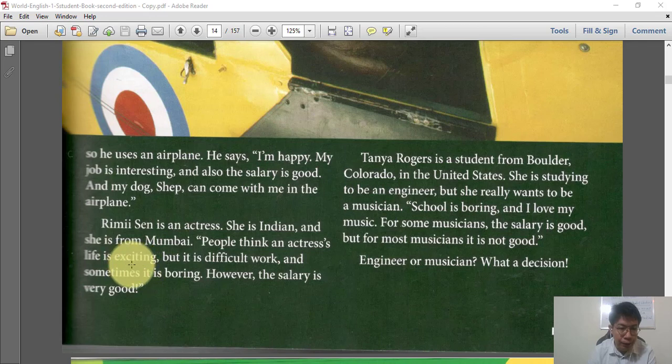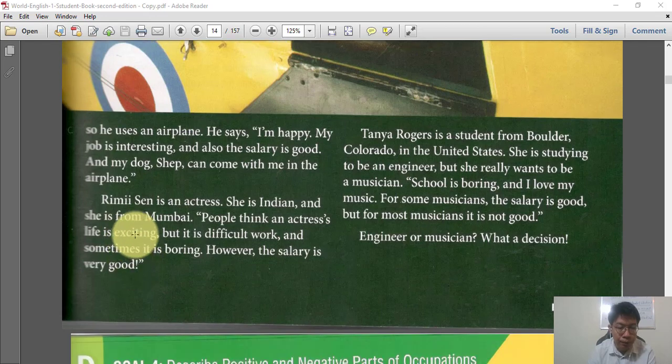Exciting, okay. Exciting, surprising. Okay, nothing else. Okay, Tanya Rogers is also a name. Boulder, Colorado is the name of the city or university. Boulder, Colorado. Engineers is a kind of job. Musicians, okay, person who plays music. Okay, decision, okay, comes from the word decide. Decision.